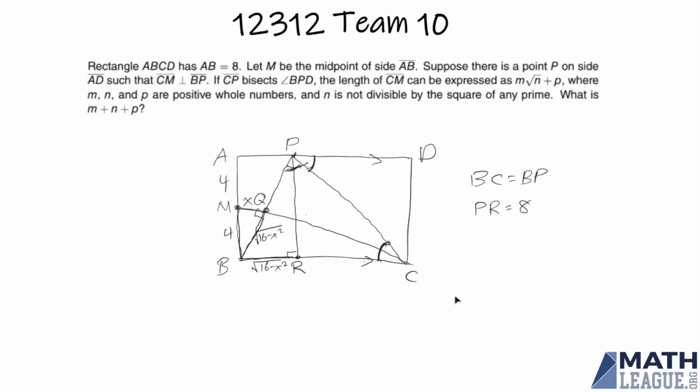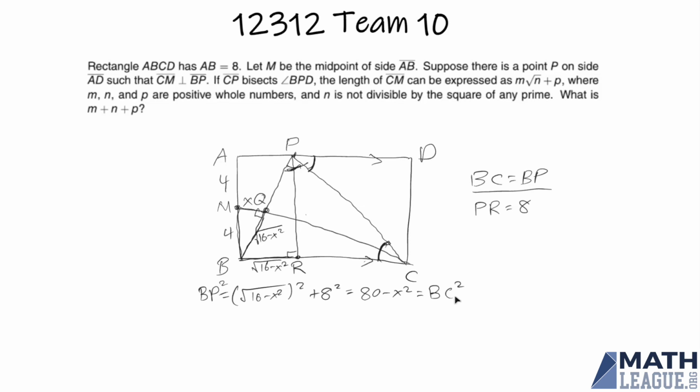Okay, so then we see that PR equals 8. So we use the Pythagorean theorem again on BPR. So 16 minus x squared plus PR, which is 8, squared. This becomes 80 minus x squared. So that's the square of the length BP. And we also have from back here that BC equals BP, so this is also equal to BC squared.